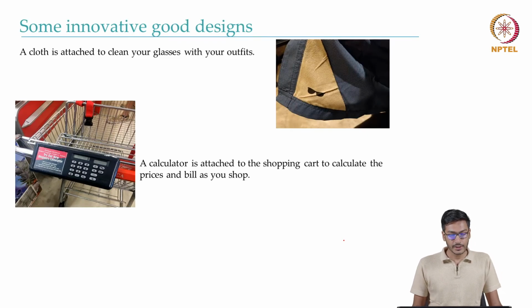We also have some more examples. The first one is a cloth that is attached to your outfit to help clean your glasses or spectacles, while the second one is simply a calculator that is attached to your shopping cart to calculate the prices and bill as you shop through the departmental store.